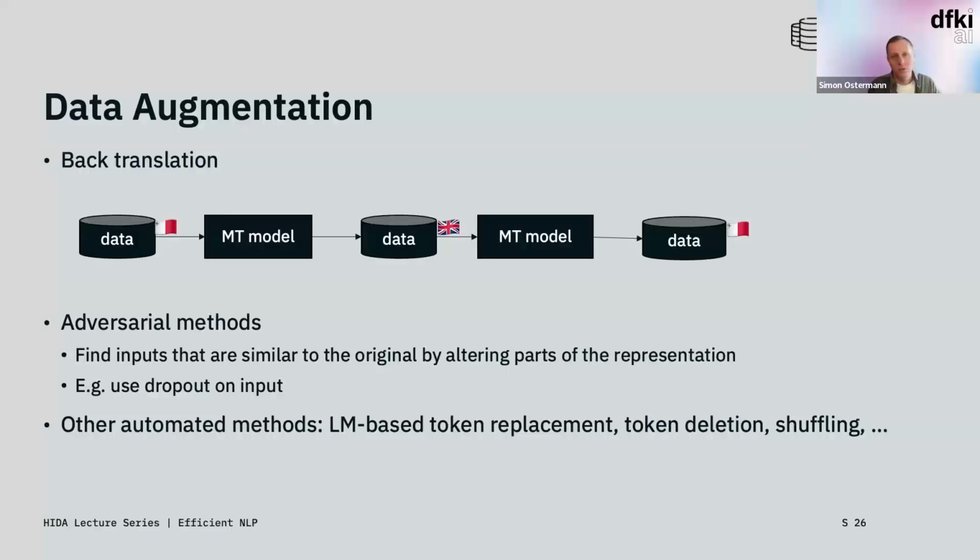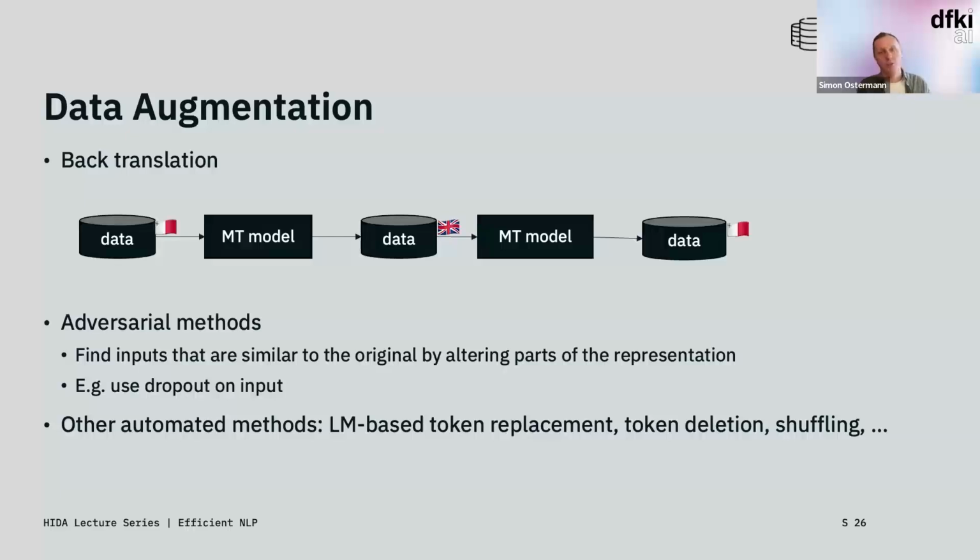In fact, this is also a thing that is used a lot in applications. I worked in industry, for example, for a company that is doing AI assistance for cars. And this was one of the main things that we always did when we trained our models: we back translated all the data we had to just increase the amount of good quality data that we could train our models on. There's also adversarial methods where the idea is to find inputs that are similar to the original by altering parts of the representation to make the model more robust to noise, which is also a way to make the most out of the available data.